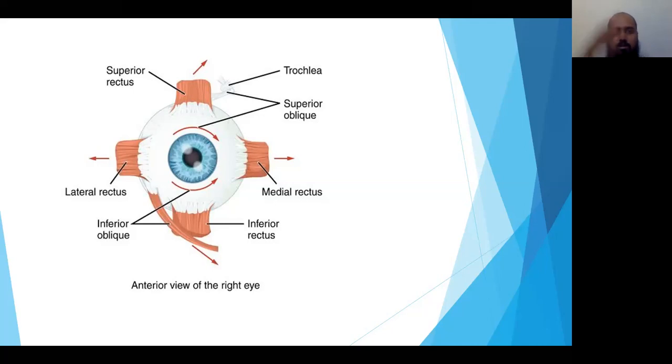This is like horizontal and vertical movements. But the superior oblique and the inferior oblique will actually turn the eye like this. It is going to turn it. It is called torsional movement. The eye is not moving like this, horizontal or up. It is actually moving like this, torsional.